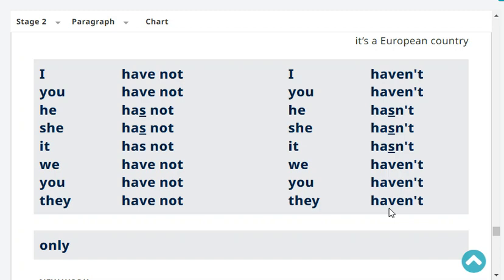Okay, next. He has not. He hasn't. She has not. She hasn't. It has not. It hasn't. Very good. We have not. We haven't. You have not. You haven't. They have not. They haven't. Very good. So the contraction of have not is haven't, and has not is hasn't.